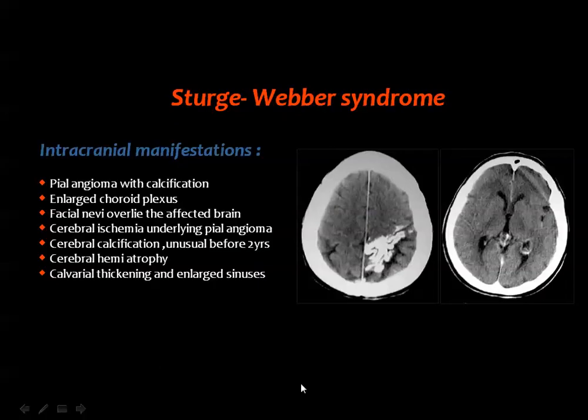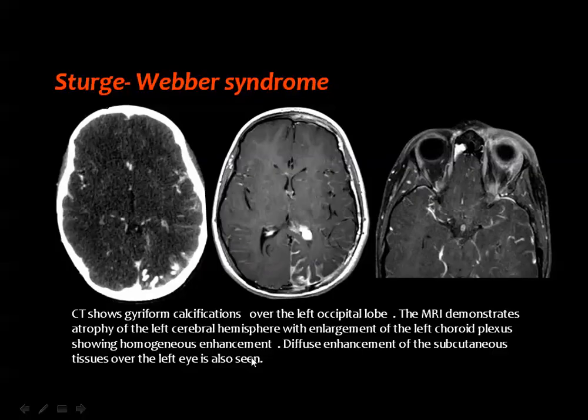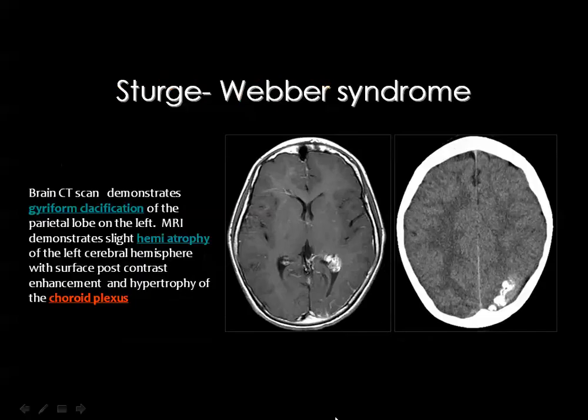And you can see a case of Sturge-Weber with cortical calcification, atrophic changes of the calcified area, and hypertrophy of the choroid plexus, which is ipsilateral to the site of the lesion. This is also a case of Sturge-Weber syndrome by CT and by MRI. The CT shows the classic gyral calcification in the occipital area. The MRI will show enhancement corresponding to this vascular abnormality and enlargement of the choroid plexus, which may show homogeneous contrast enhancement, as you can see.